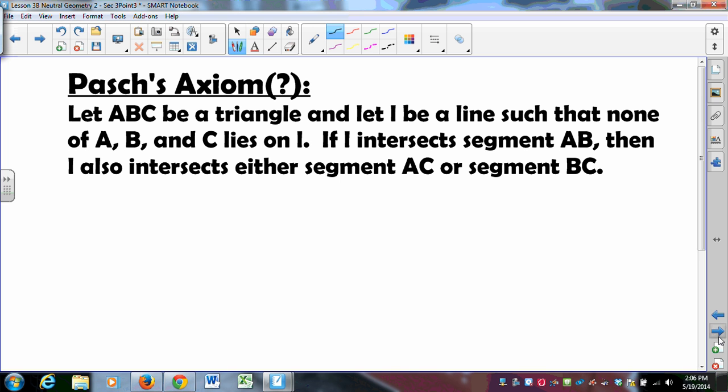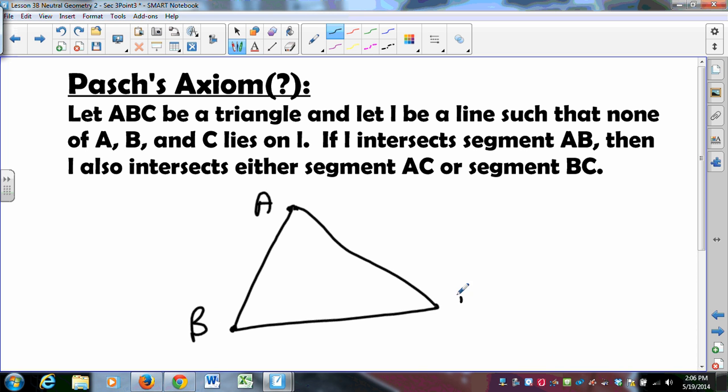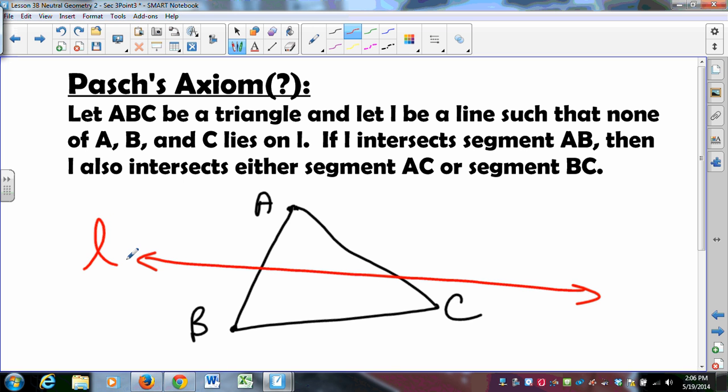So just so we're clear on what this looks like. You have some triangle, looks like this, and L is going to be a line such that none of the vertices of triangle ABC are on the line, and L has to intersect segment AB. So does L intersect AC or BC? Not both.